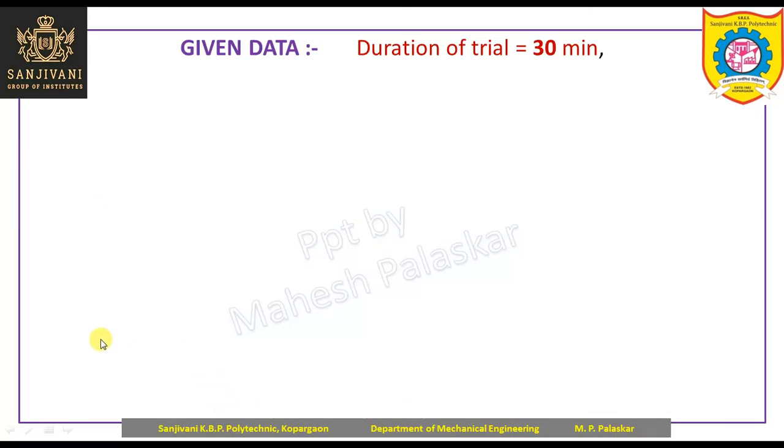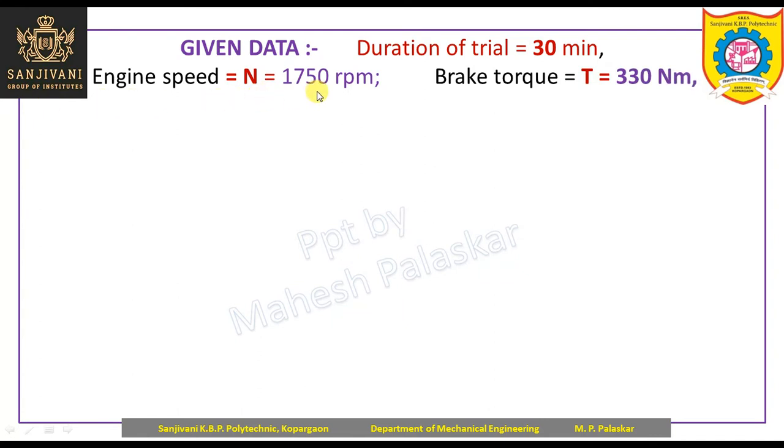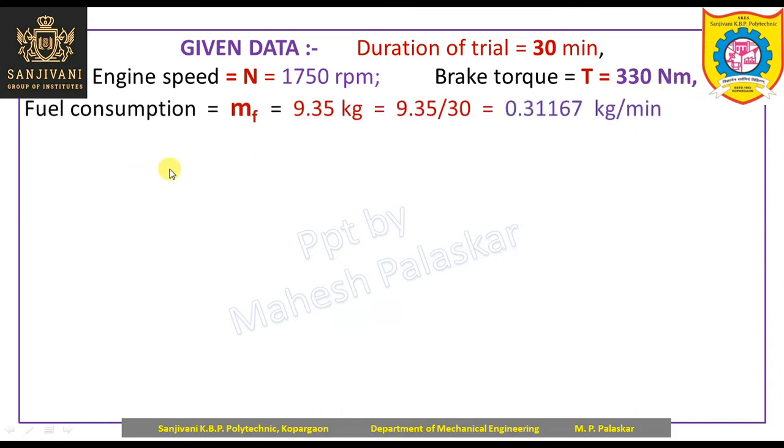So again, the given data, let us try to convert it into some required form. Duration of trial 30 minutes, the engine speed N is 1750 rpm. So this is not required to be altered. This data I am writing as it is. Torque T is 330 Newton meter. Fuel consumption is denoted by MF, and that is given as 9.35 kg. So this 9.35 kg is for 30 minutes.